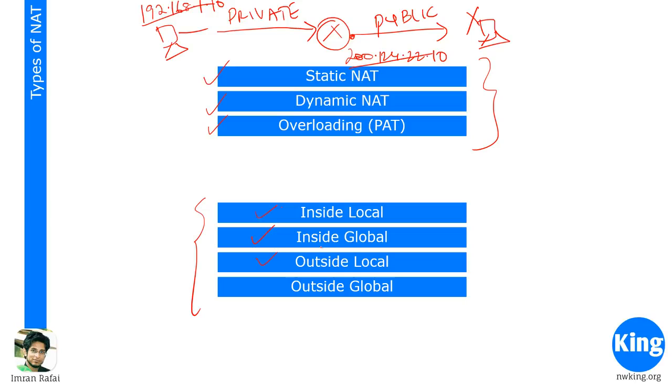Outside local, outside is referring to the destination. So just remember, inside is referring to source and outside is referring to the destination. So outside local, before translation, what is the IP address of the destination device? Let's say this is 200.124.22.100. The outside local is the same thing, because that's where it wants to go before translation. Outside global, global is after translation. Even after translation, the destination does not change. So in almost all scenarios, your outside local and outside global are going to be the same. Inside local is going to be the private IP address, and inside global is going to be the address to which it is going to be translated.